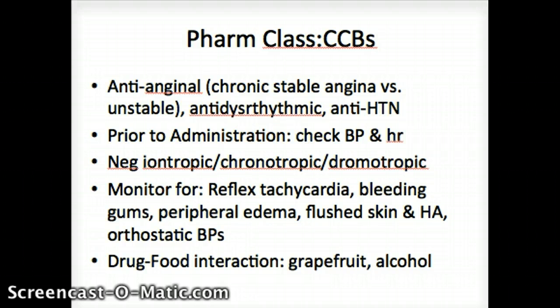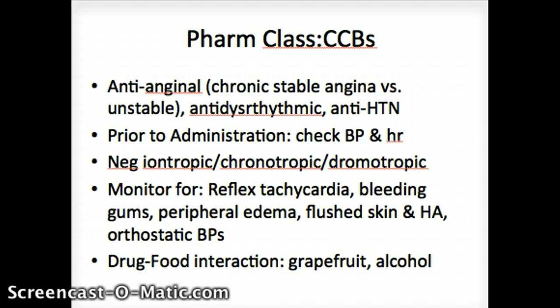Now, if they're taking it as an antidysrhythmic, when we look at that EKG or telemetry, we should be seeing less dysrhythmia. I'm not going to get into the specifics. You don't need to know the specific kinds. And then if it's used as an anti-hypertensive drug, which we will talk about further, then we would be looking for that blood pressure to be back in the normal range.